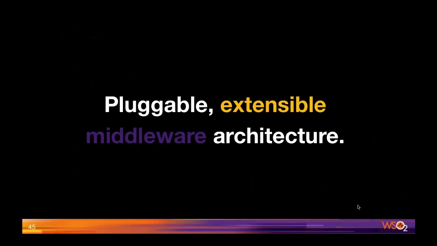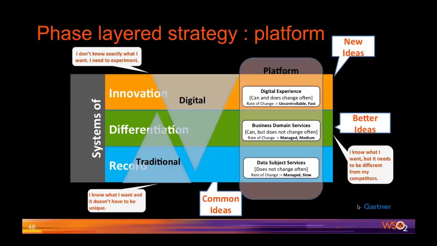So from the middleware side, what is required is a pluggable, extensible middleware architecture, because you will find different types of requirements when you develop your microservices as well as the microservice architecture. So extensibility is a key thing in the middleware stack that you need to pay attention to. And this is aligned with the concept called the phase layer strategy, on how you can introduce innovative ideas into the system. You build a platform, use the microservice architecture as a framework and microservices as an implementation, and allow business units to share common ideas, introduce better ideas, as well as think about new ideas and implement them on top of that.